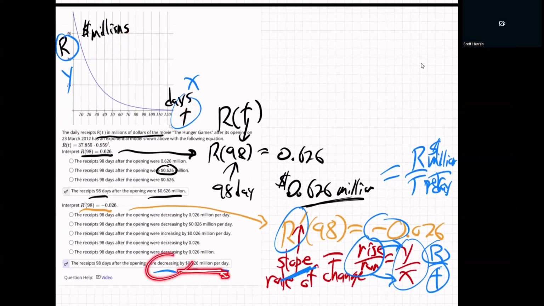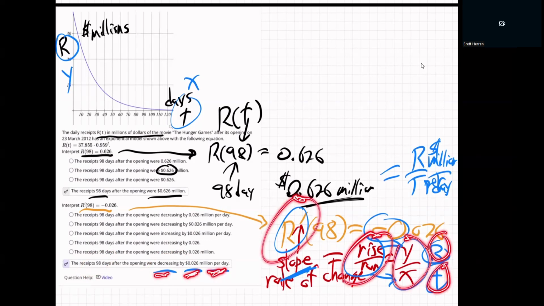And it's negative, so it's decreasing. That means at 98 days, the income from the movie was going down, decreasing by $0.026 million each day. It was dropping. That's what an R prime means. It's a slope, a rate of change. And what's a slope? Rise over run, y over x, in this case, R over T. Millions of dollars per day. So there we go.